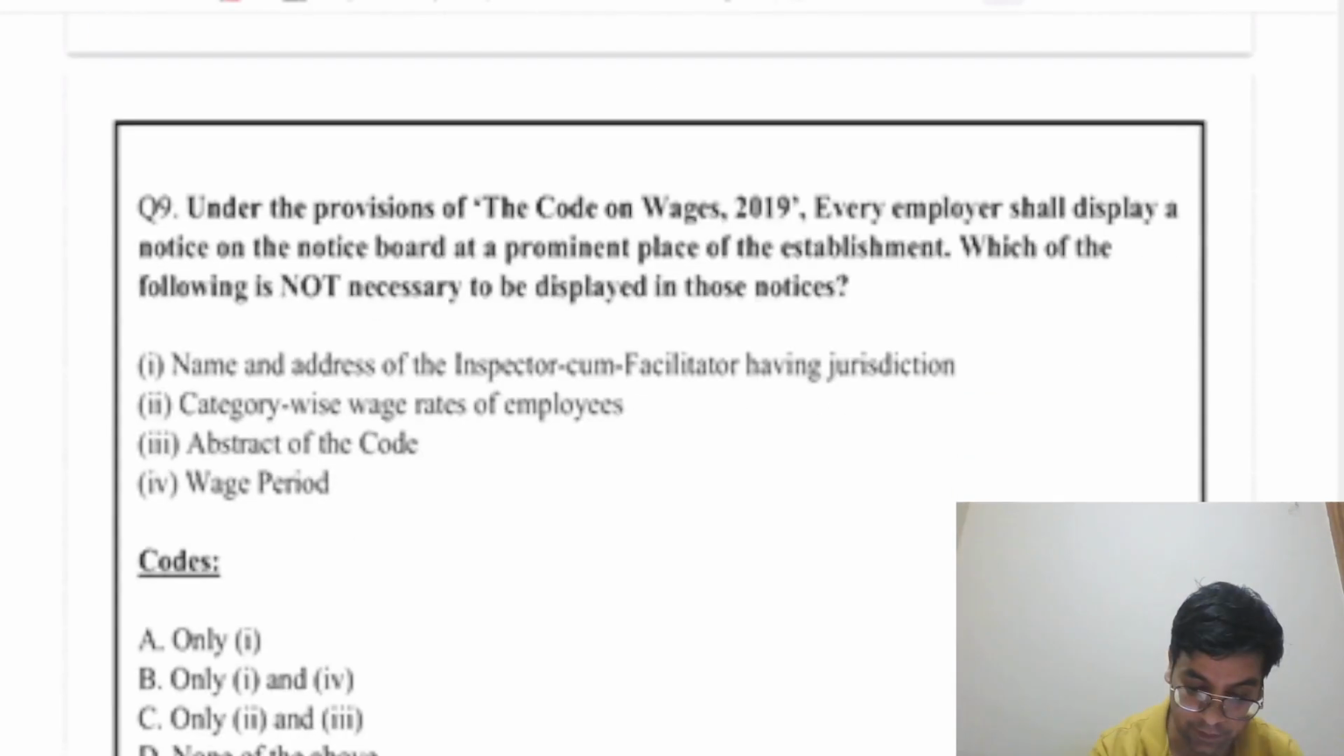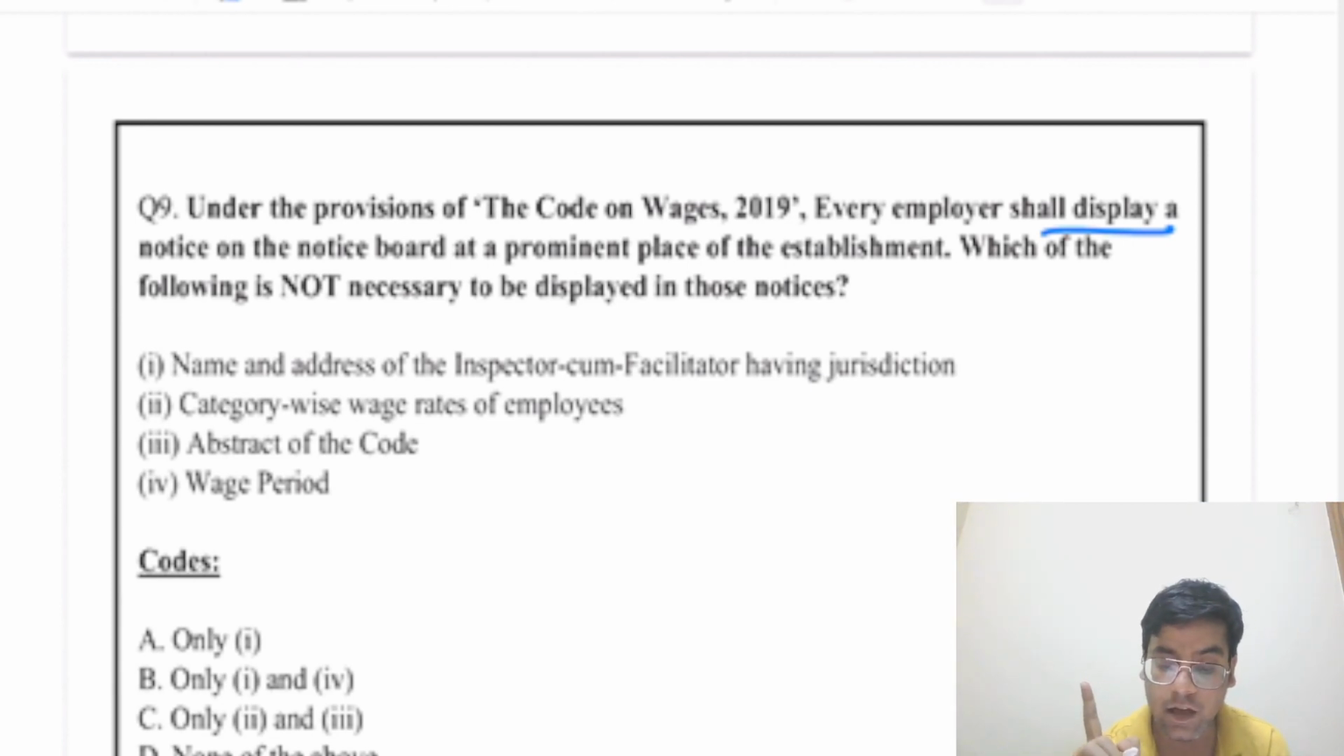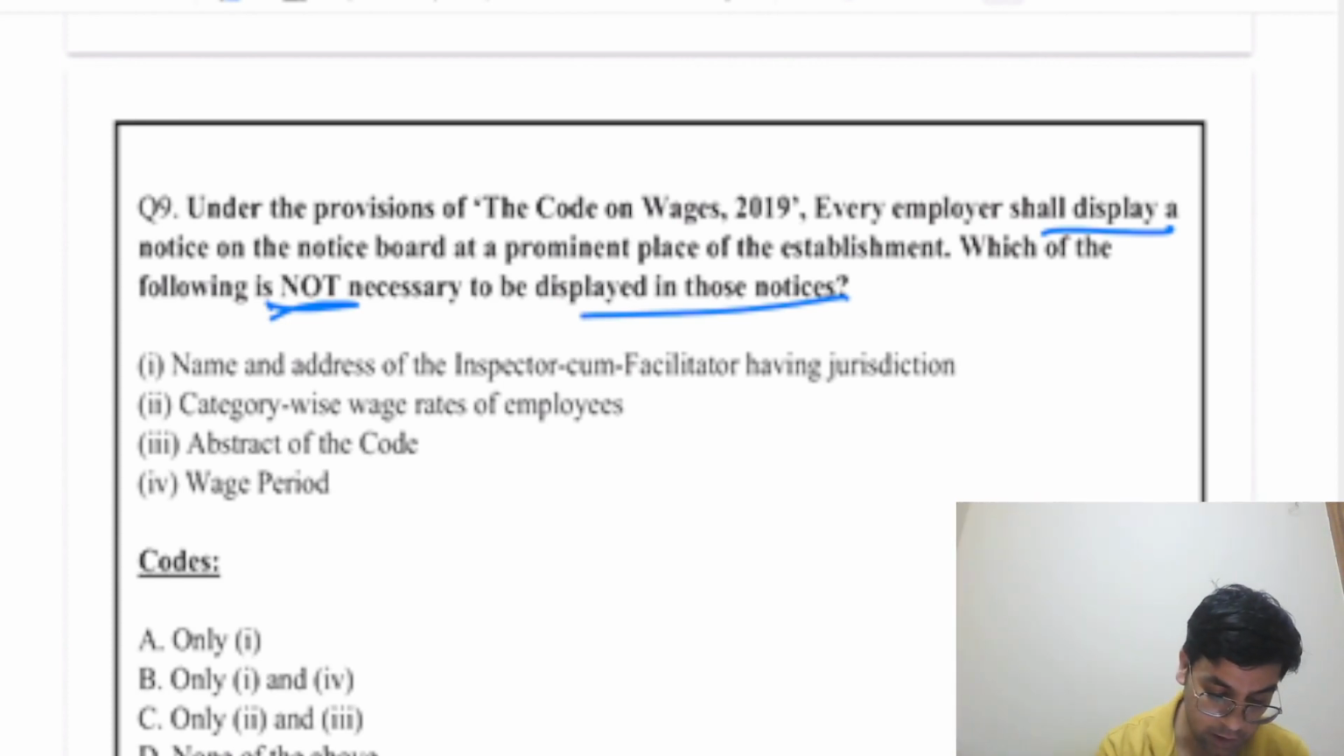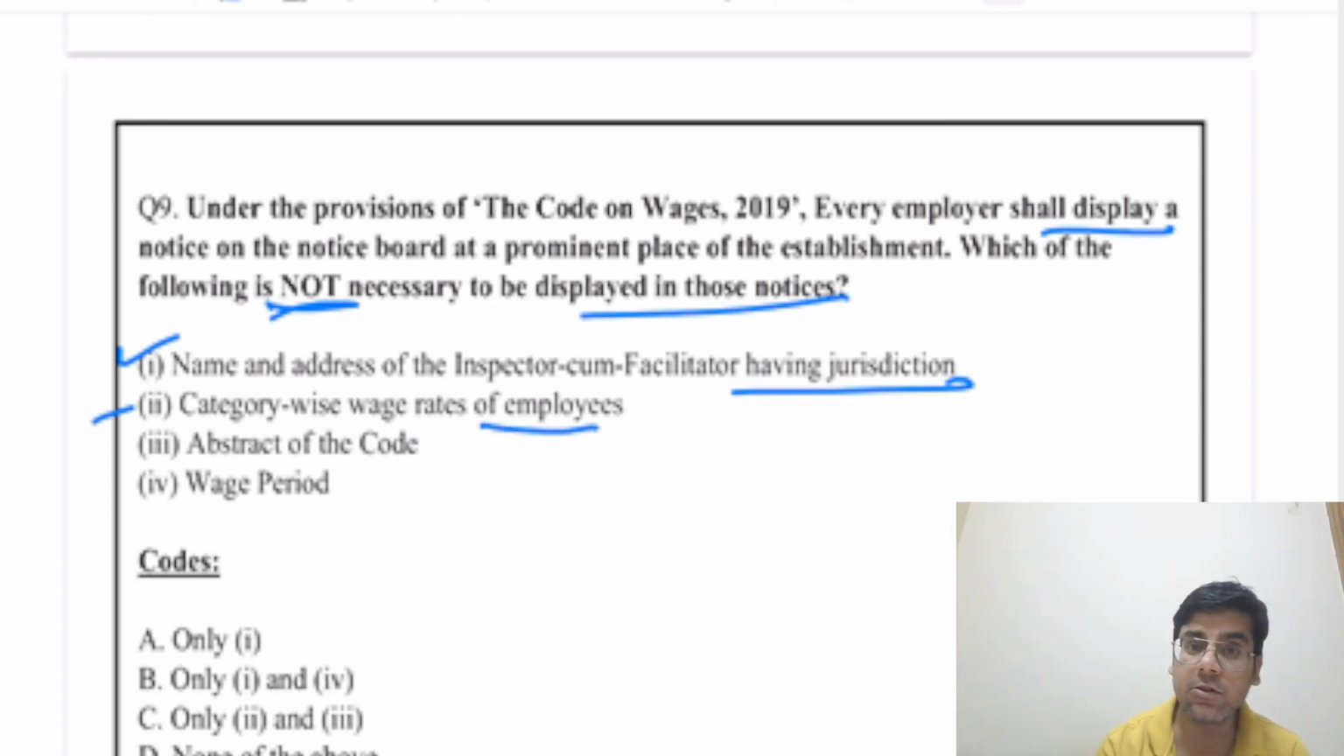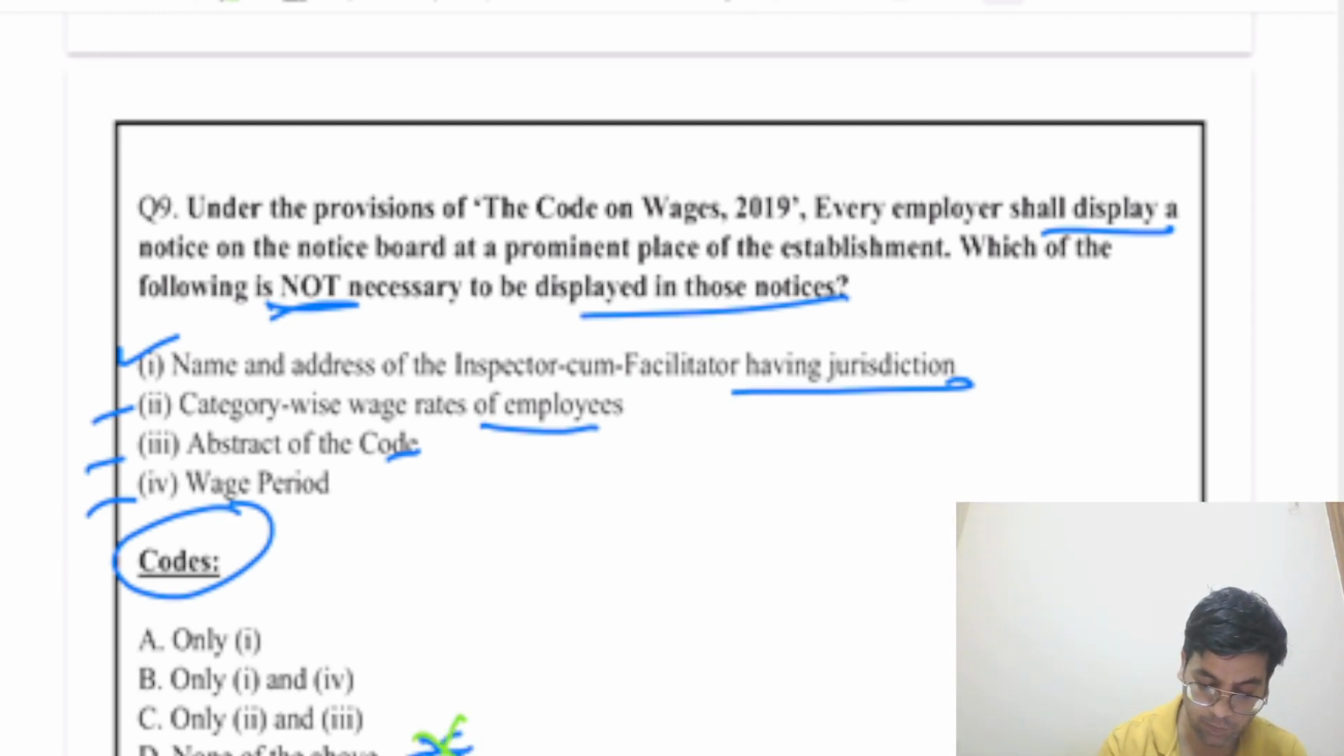Question number 9. It says, under the provision of this code, every employer shall display a notice on notice board, okay, at prominent place of the establishment. Which of the following is not necessary to be displayed in those notices? So, what are the options? Name and address of the inspector cum facilitator, category wise wage rates of employees, abstract of the code, wage period. And the correct answer is D, means none of the above. None of the above means all should be part of the notice. Okay, all 4 should be part of notice.